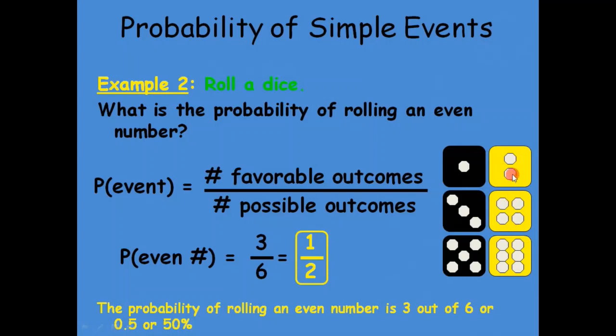So how many are these? These are 3. So we write here 3. And the possible outcomes are 6: 1, 2, 3, 4, 5 and 6. So 6 is here. It is 1 over 2. The probability of rolling an even number is 3 out of 6, or 0.5, or maybe we say 50%.